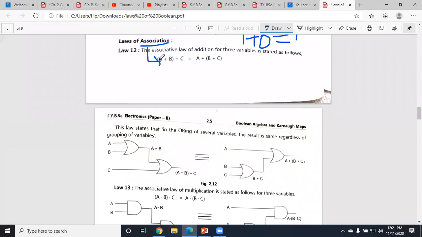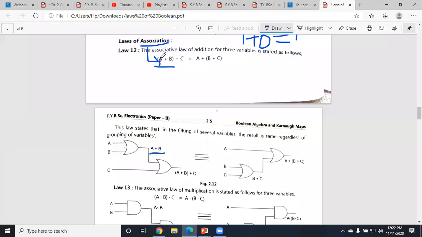We have to draw A plus B first. How to draw A plus B? By using an OR gate. We have A plus B. Simple: A, B, two inputs, OR gate, addition. The output of this gate will be A plus B. Correct? This is what you have.